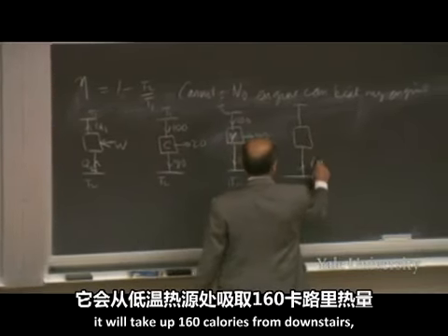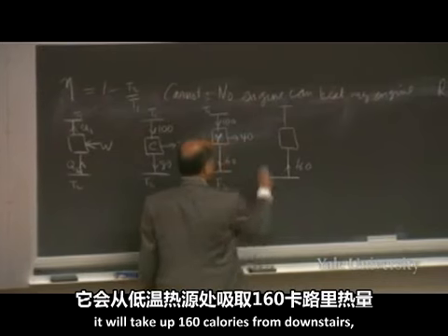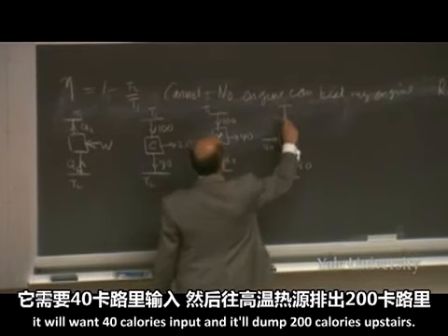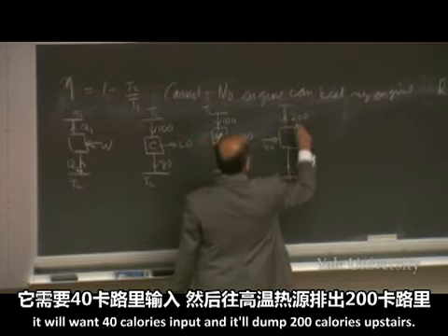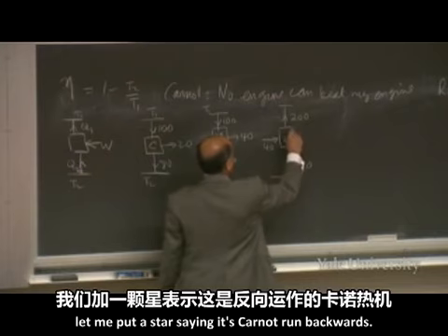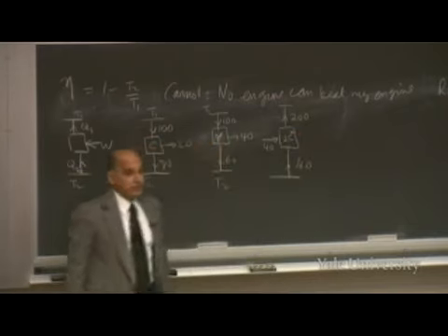It will take up 160 calories from downstairs. It will want 40 calories input, and it will dump 200 calories upstairs. So this is a 2 times Carnot. Let me put a star saying it's Carnot run backwards.